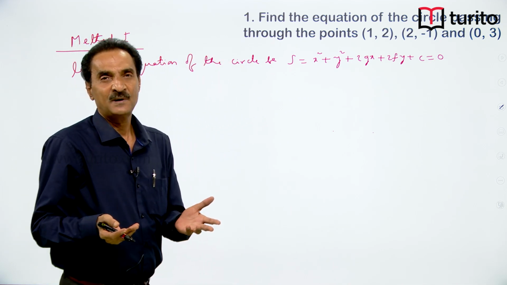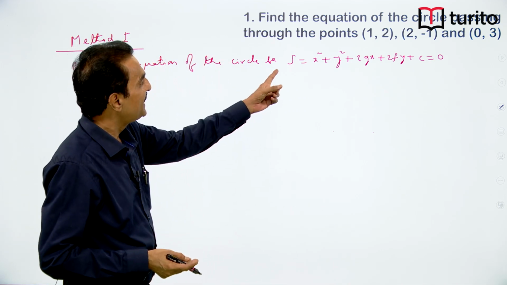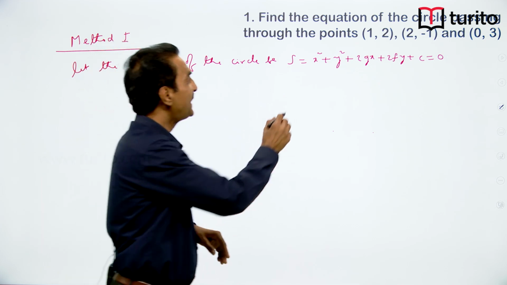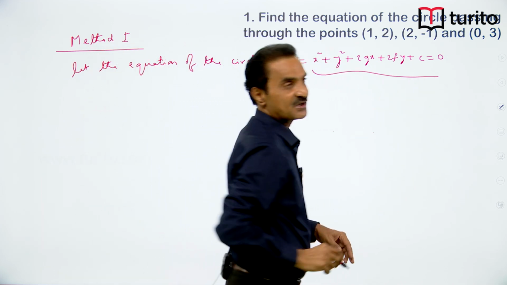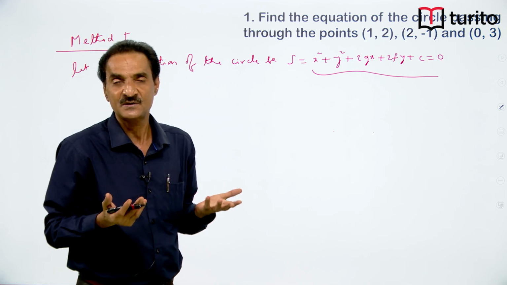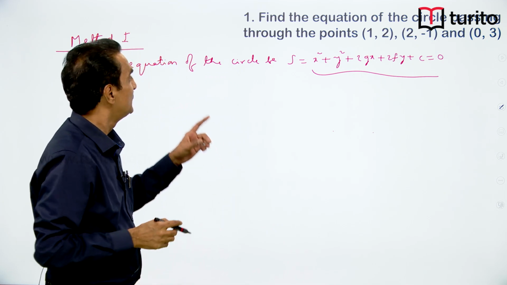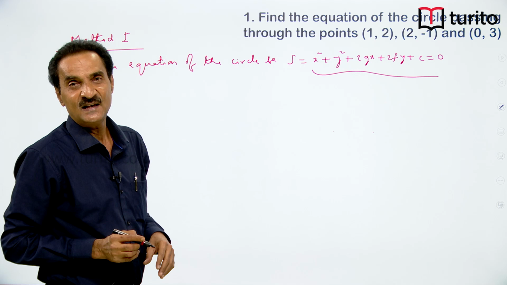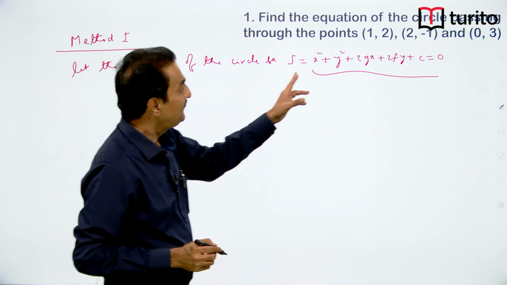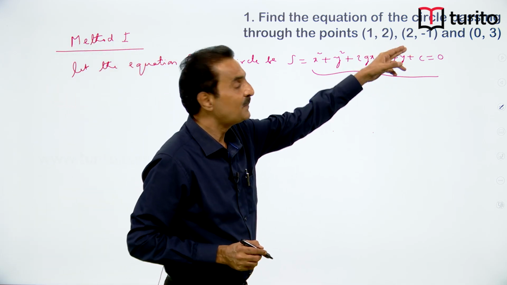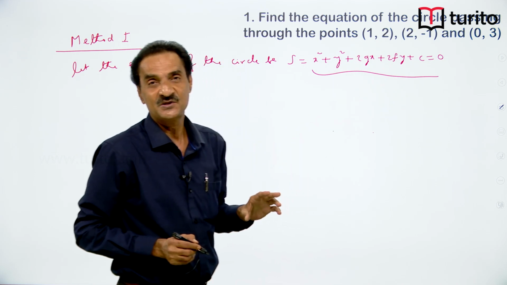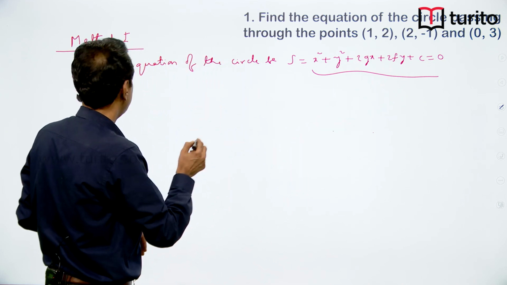In further classes, I am going to write S is equal to 0 only. I do not write the entire equation. That is the purpose of the standard notation. Okay. Now, let us assume that the circle is S is equal to 0. If it passes through the 3 points, these 3 points satisfy this equation. So, let us substitute the points.